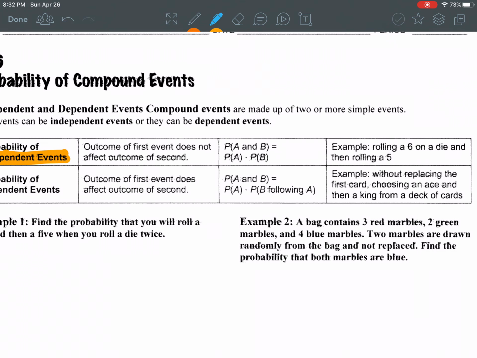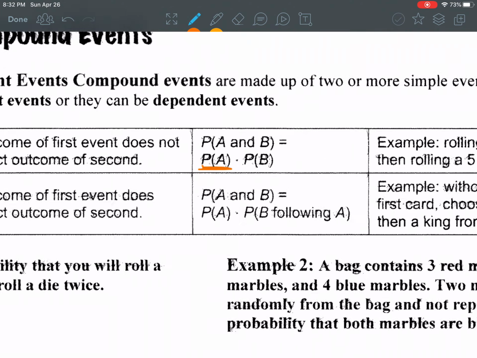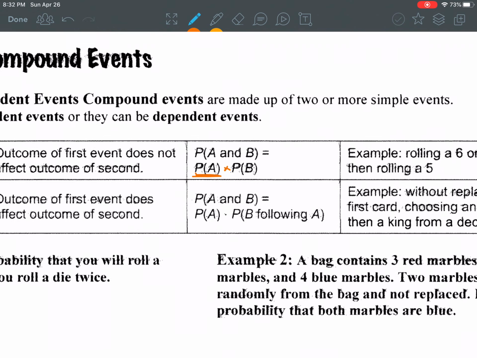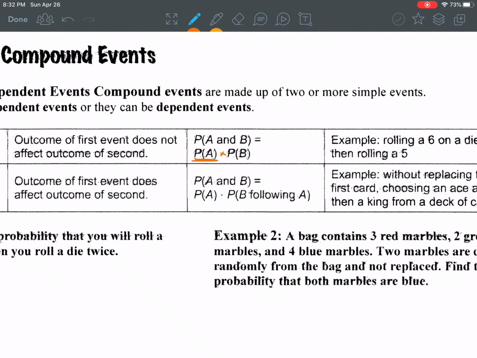What we do then is simply take the probability of the first event, so this is that capital P and then parentheses A, and then we multiply it. I know it's really tiny here, there's a dot, so keep in mind that's a multiplication sign, by the probability of the second event, so B, okay?